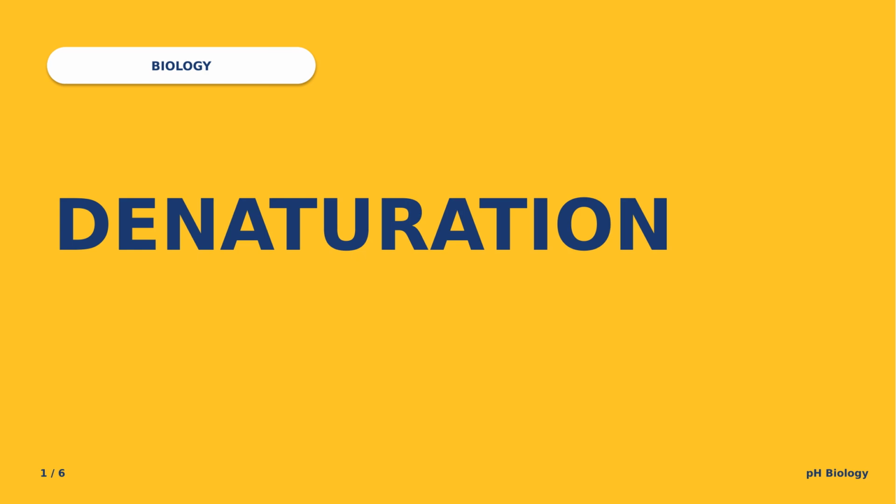Today's explainer is denaturation, the change in shape of an enzyme caused by heat or extreme pH. By the end of this video, you'll know what causes it, why it's usually permanent, and how it shows up on every enzyme rate graph.